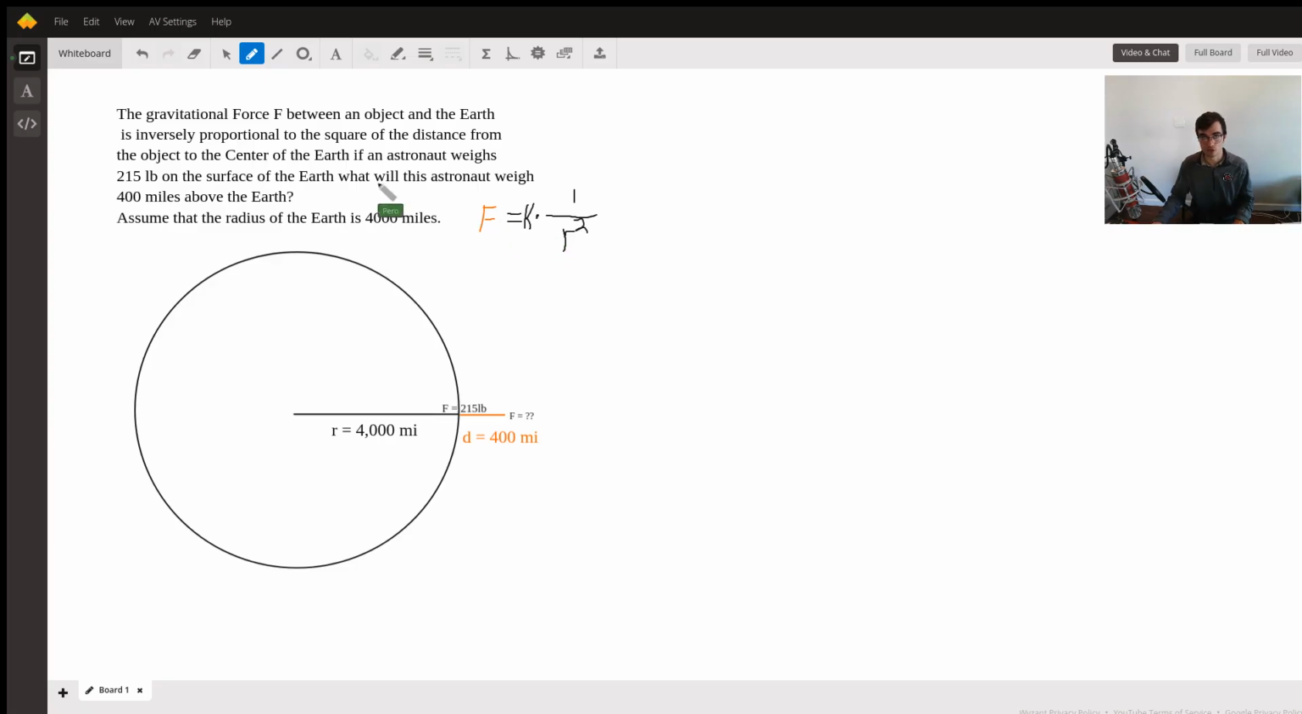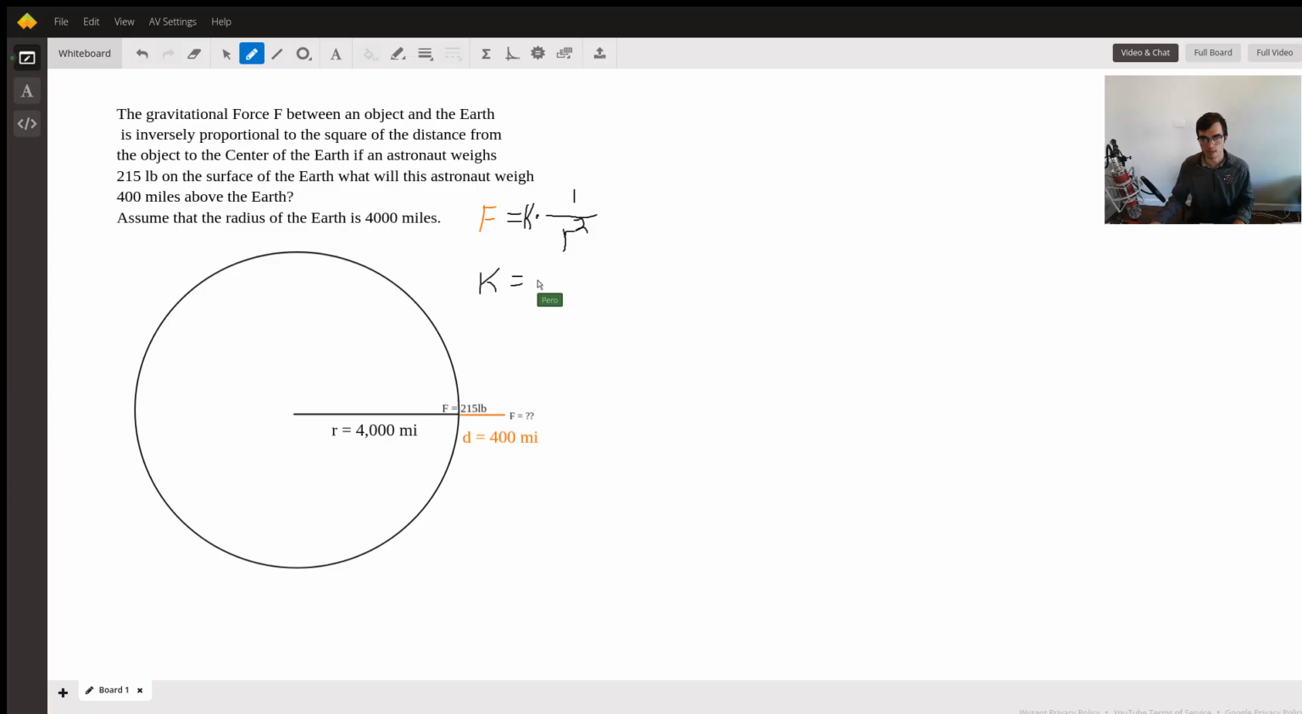And the force in this case is just the weight of the astronaut, 215 pounds. If we rearrange this equation to find the proportionality constant, we're going to be able to plug in a new radius and find a new force. So let's find that constant k. K is going to be equal to, right, we're going to multiply by r squared. It's going to be F times r squared, which in our case is going to be 215.